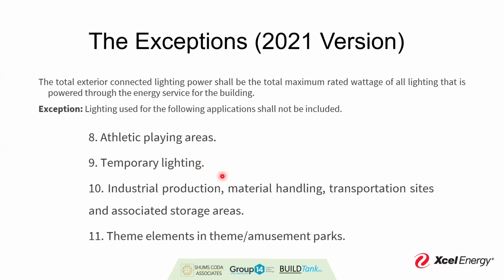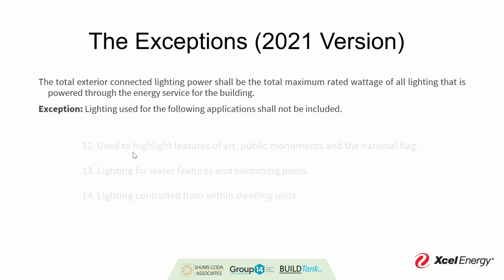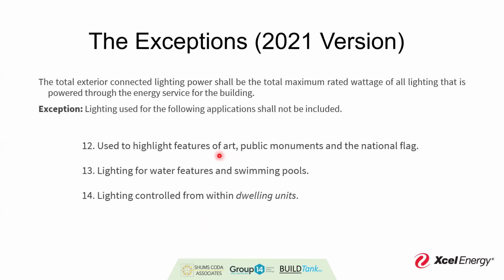Temporary lighting, industrial production, theme park elements as well. Art, public monuments, and the national flag. So these can be exempted as well. Water features and swimming pools. Obviously, with swimming pools, we have certain lighting requirements around the pool itself, for safety, for walking hazards, tripping hazards, that kind of thing, and for making sure that emergency services obviously can see and service those areas as well. So seeing those divorced from each other makes a lot of sense here.